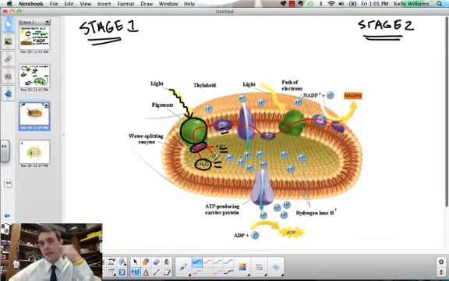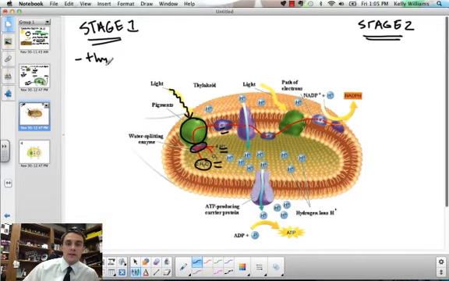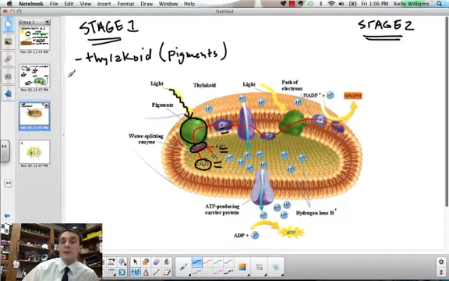That ends stage 1. So, stage 1 happens where? It happens in the thylakoid membrane, most notably in the pigments that are lodged throughout the thylakoid membranes. What's the general premise of stage 1? Light absorption.